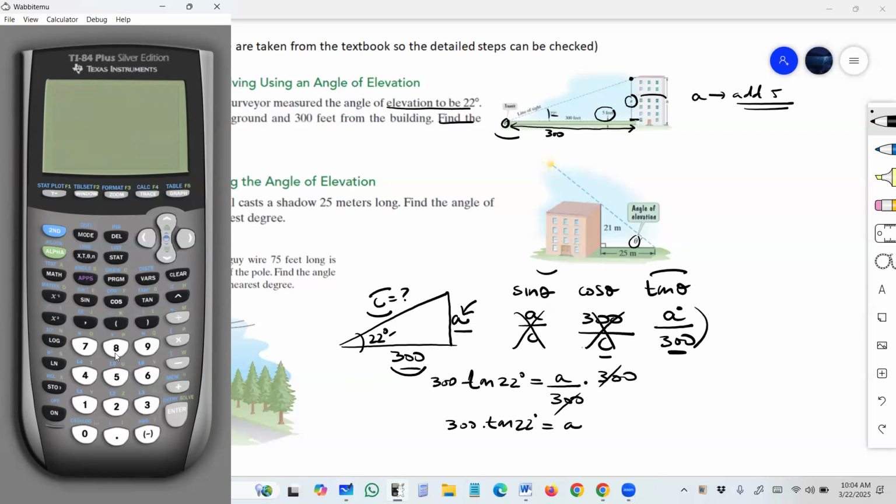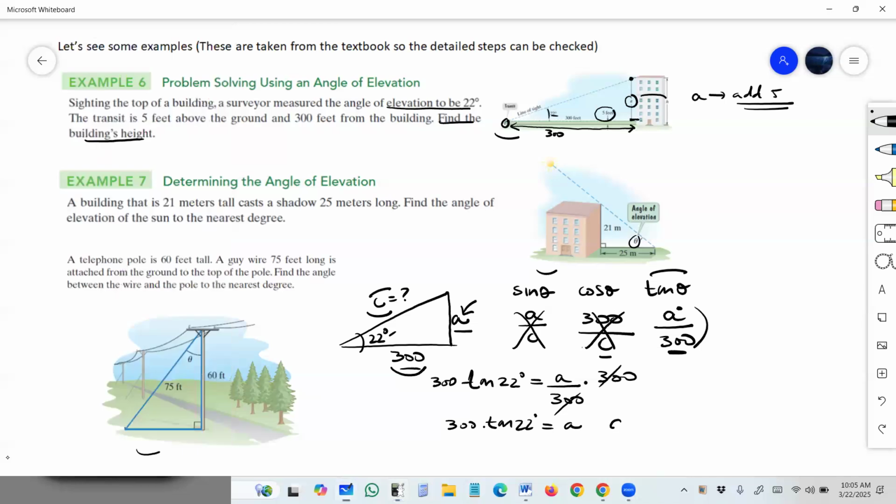And I am going to do the tangent 22 first. So here is sine, cosine, and tangent. So tangent 22 degrees. Make sure that your calculator is in degrees, not in radian mode. Times 300. And I get about, I'm not interested in the decimal part, so I'm just going to say approximately 121. So A is approximately 121.